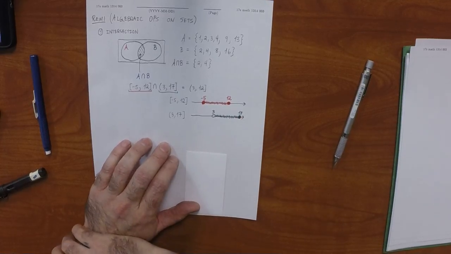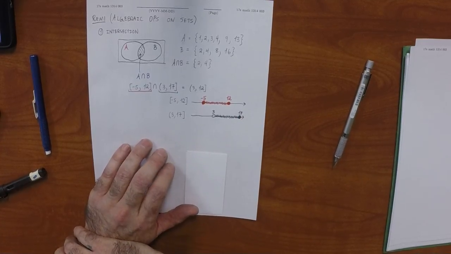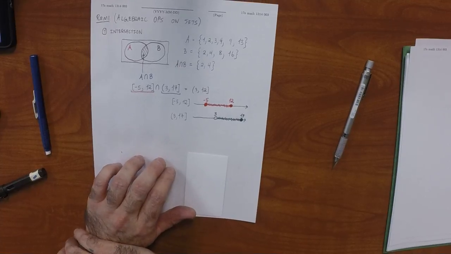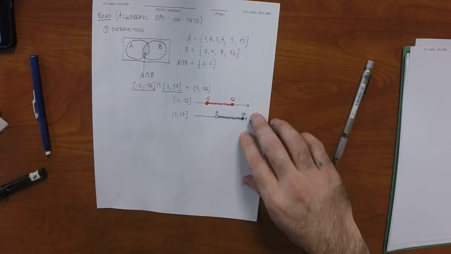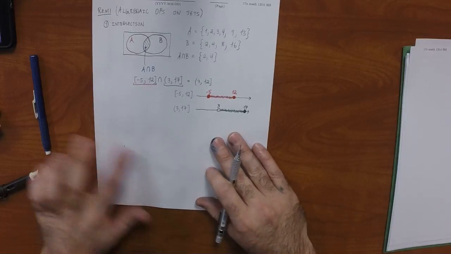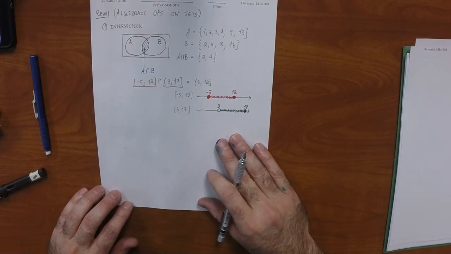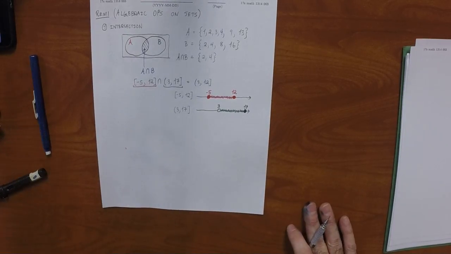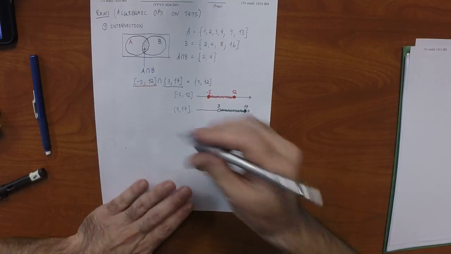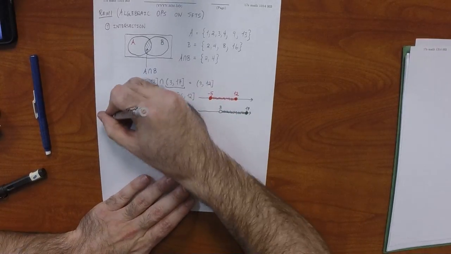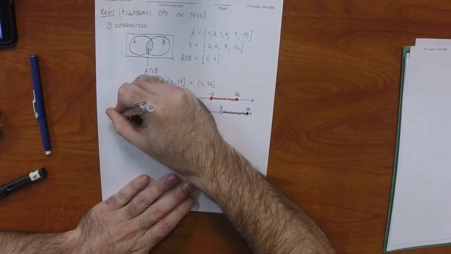This drawing is what is expected and required to get credit on such an exercise. Okay, so what is the counterpart to intersection? What's the other one that's always talked about? Starts with U. Union. So, union.